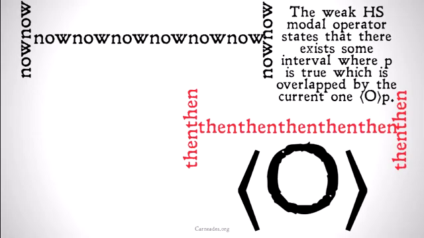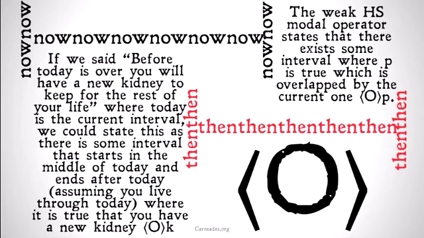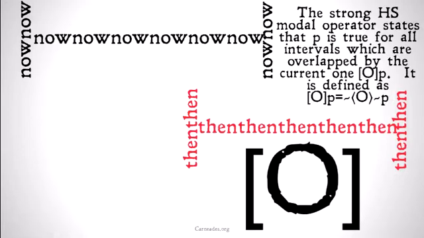So, the weak HS modal operator states that there exists some interval where P is true, which is overlapped by the current one. So if we said, before today is over, you will have a new kidney to keep for the rest of your life, where today is the current interval, we could state this as there is some interval that starts in the middle of today and ends after today, assuming you live through today, where it is true that you have a new kidney. That period where you have a new kidney overlaps the current interval today. Hopefully that makes sense.